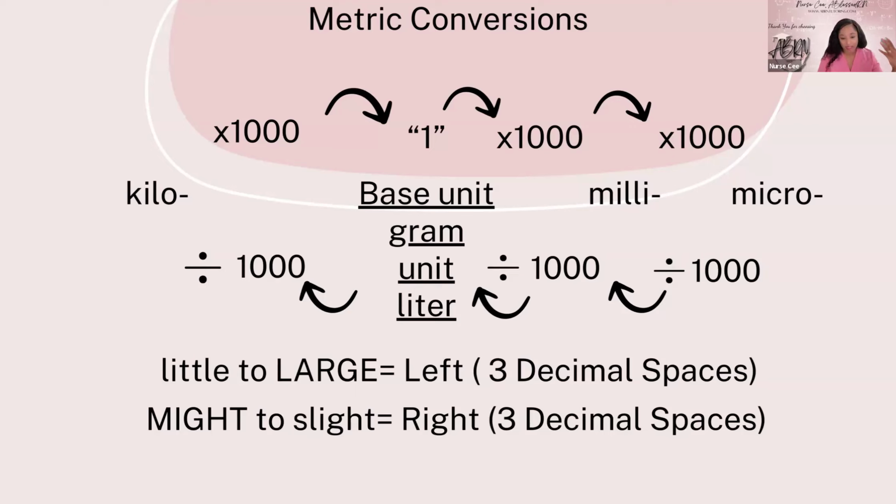So I hope that this kind of diagram can help put it in perspective for you and help you remember that they're all factors of 1,000. 1 gram equals 1,000 milligrams. 1 milligram equals 1,000 micrograms. And then 1 kilogram is 1,000 grams. And these are the most common ones that you're going to use in your dosage calculation problems.